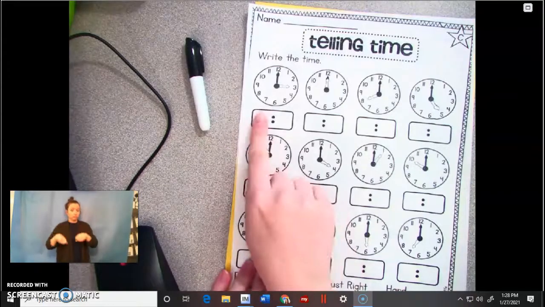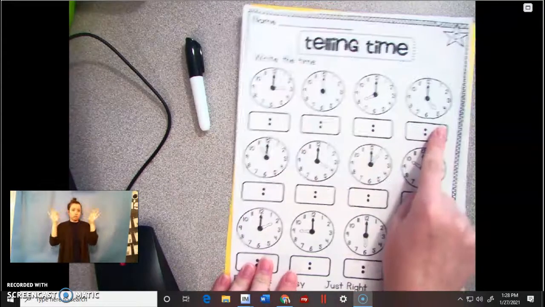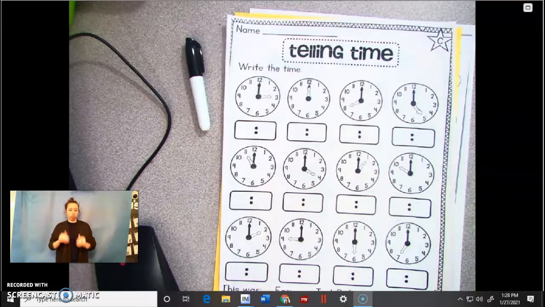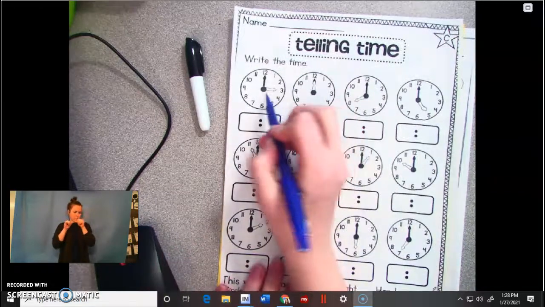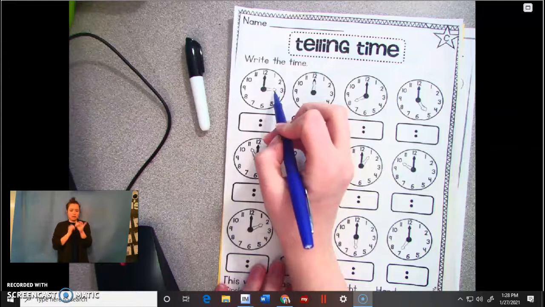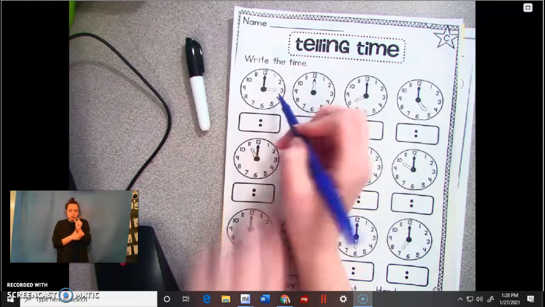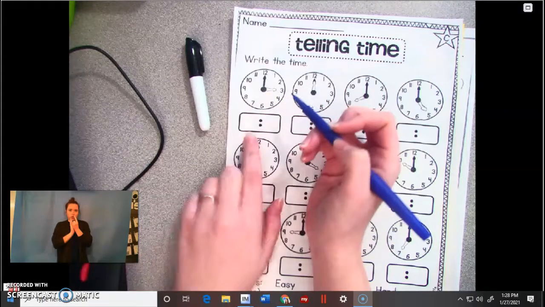We're going to do the first row together. Then I'm going to let you do the rest of the page's practice. Make sure you hold on to it because I want to see it when you come back. Remember that our shorthand is the hour. So the shorthand tells the hour, and on a digital clock, the hour goes first.